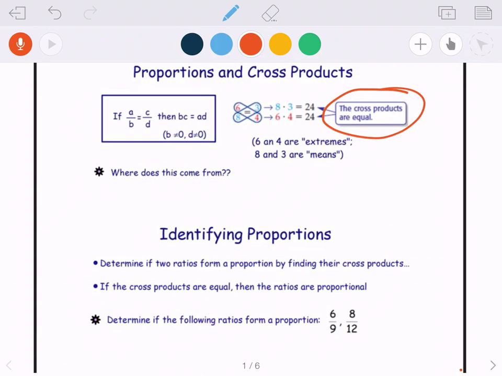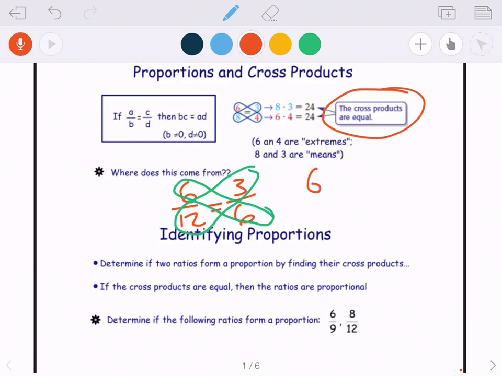So where it says, where does this come from, I want you to write down a new problem. I want you to write down 6 over 12 equals 3 over 6. What the example is showing us up top, we're going to take this idea of cross products, we're going to cross multiply. You might have seen these butterfly wings before, just showing us we need to cross multiply. So let's see what we get when we do that.